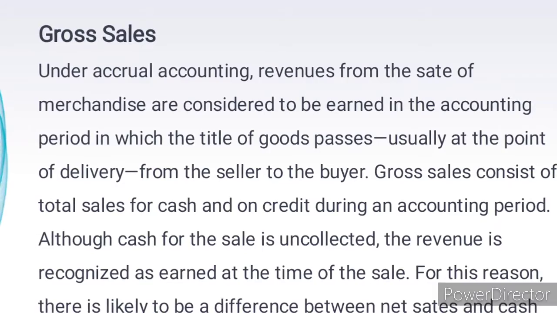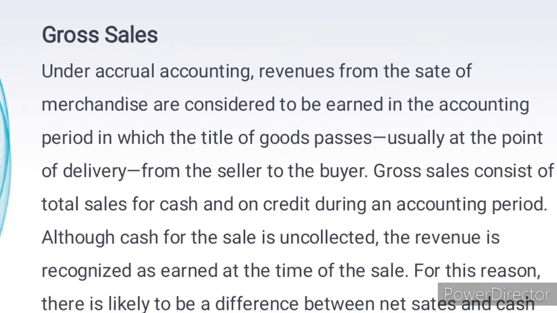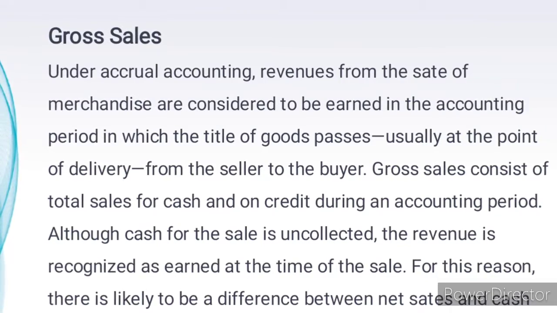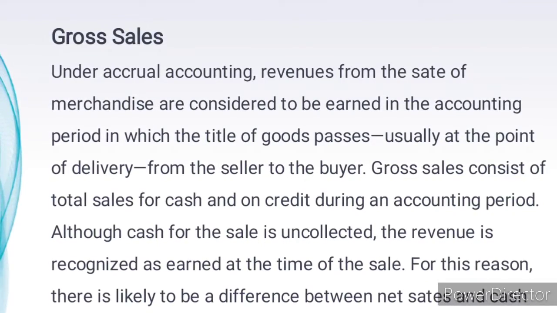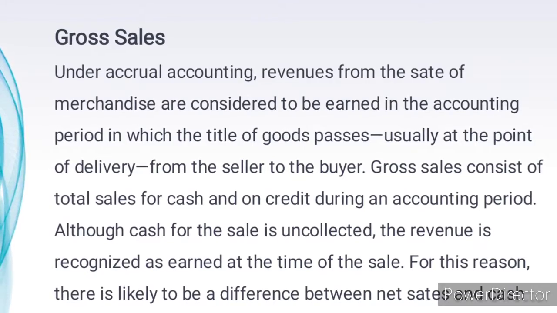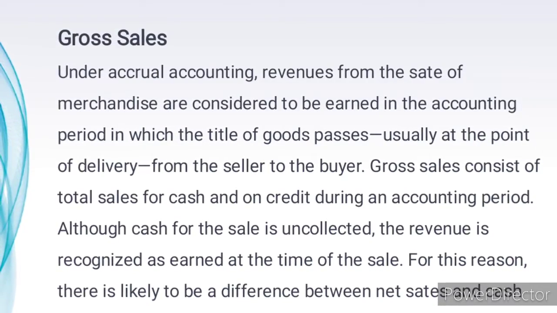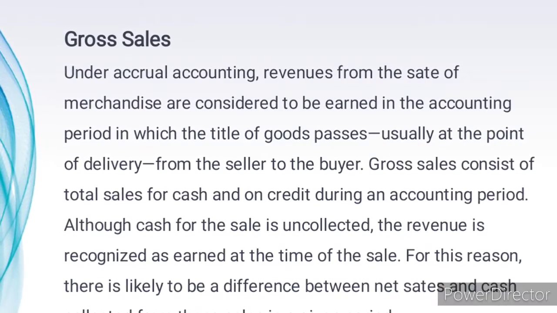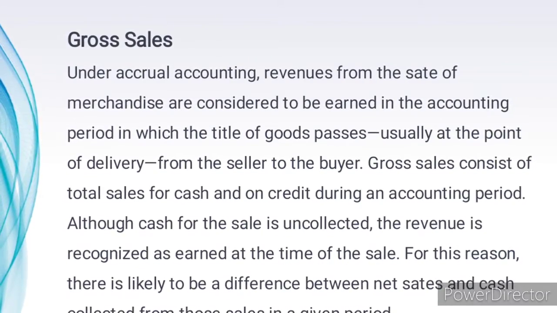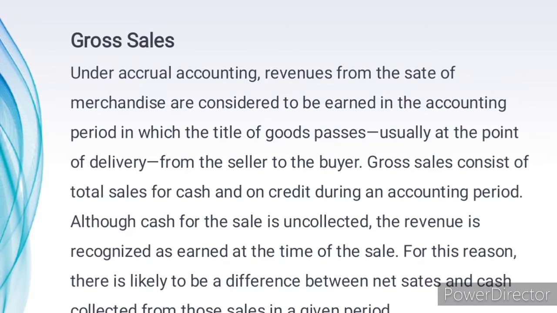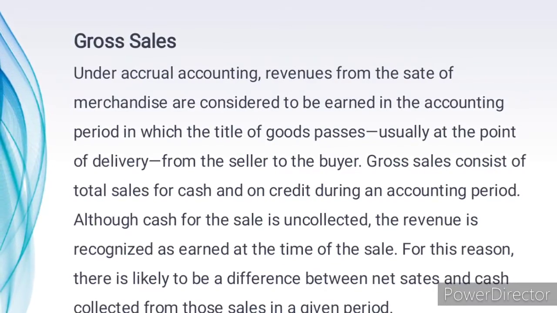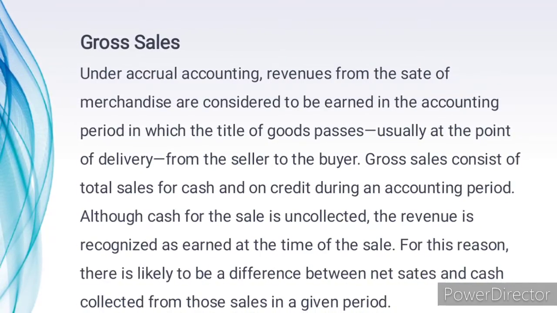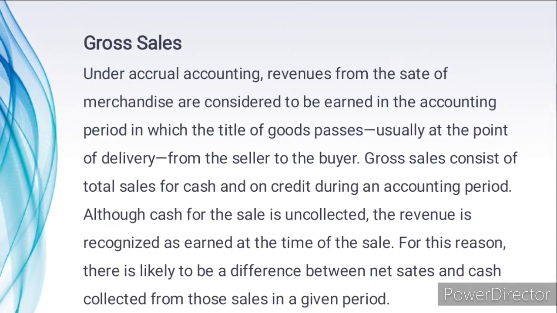Under accrual accounting, revenues from the sale of merchandise are considered to be earned in the accounting period in which the title of goods passes, usually at the point of delivery, from the seller to the buyer. Gross sales consists of total sales for cash and on credit during an accounting period. Although cash for the sale is uncollected, the revenue is recognized as earned at the time of the sale. For this reason, there is likely to be a difference between net sales and cash collected from those sales in a given period.